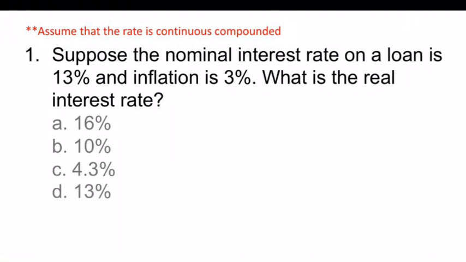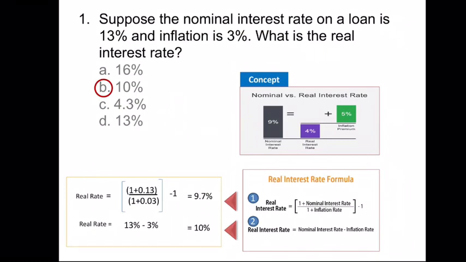Question number 1. If the rate is annually compounded, we use the first method, which is to apply the formula: 1 plus nominal rate divided by 1 plus inflation rate, and then minus 1. If the rate is continuously compounded, using the second method, real rate plus inflation rate equals nominal rate. But in our problem, the rate is continuously compounded, so we can use the second method.